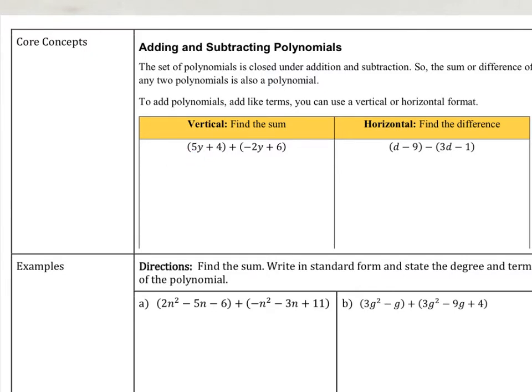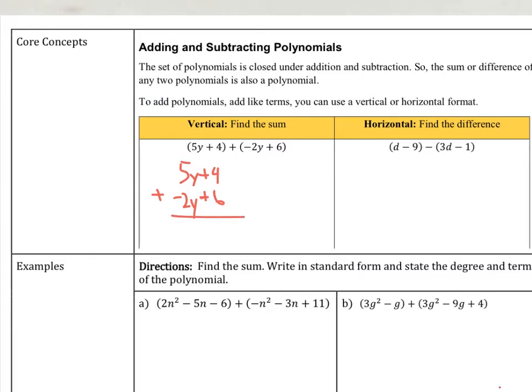So there's two terms here. That's a binomial. Two terms here. That's called a binomial. We're going to add them. Now, there's two ways to do this. There's a vertical way that, if we have trouble, we can use. We're going to add 5y plus 4 to negative 2y plus 6. So we can stack these here.